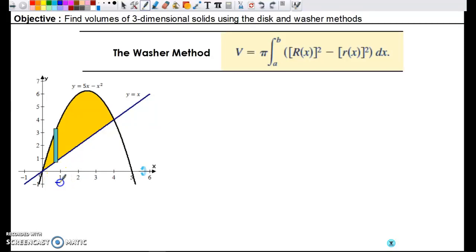So you can imagine that there'd be a corresponding rectangle down here. I'm going to try to emulate that here. It's not going to be perfect, but you'd imagine that the bottom part would rotate around the x-axis, like so, and the top would rotate farther along the outside to make what looks like a donut, but it's actually going to be a washer.